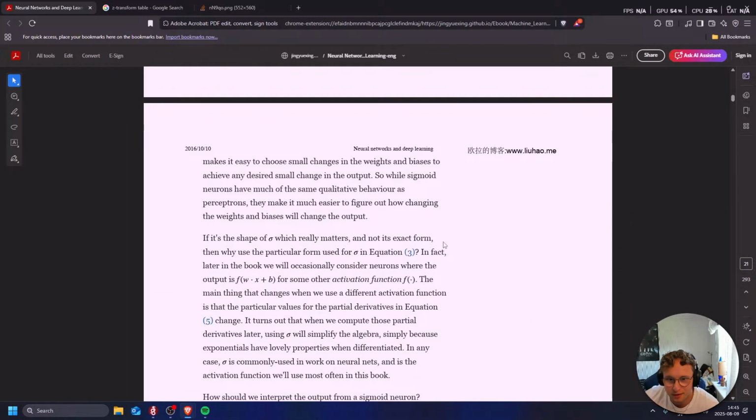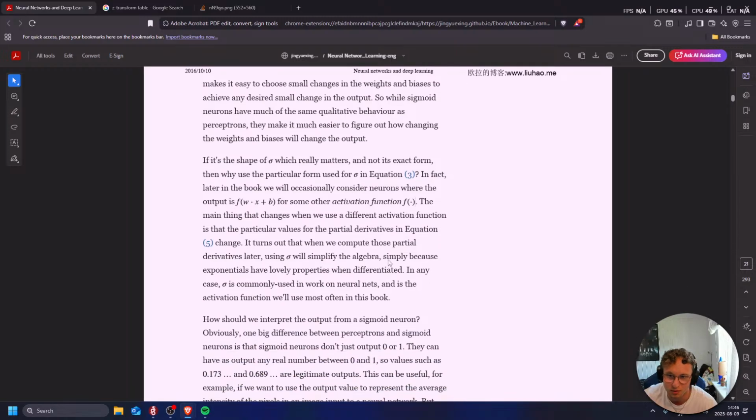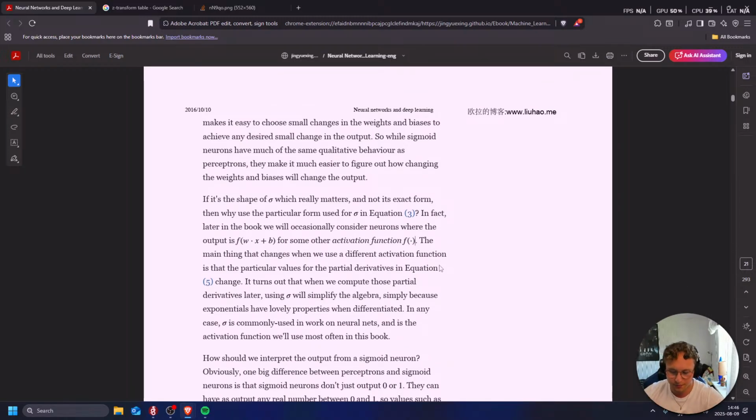In fact, later in the book, we will occasionally consider neurons where the output is a function of the weight cross-product with the inputs plus the bias for some other activation function. Oh, they even use this kind of notation. The main thing that changes when we use a different activation function is that the particular values of the partial derivatives in equation 5 change. This is very good to know.